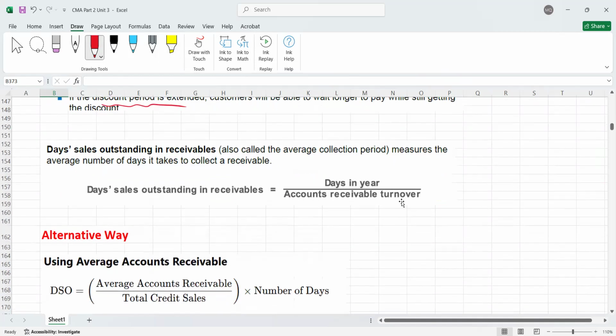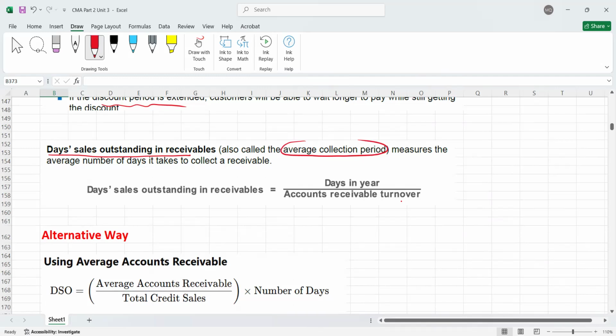Now I'm going to explain the second ratio related to the receivables. Then I'll show you a couple of questions, so you can see how the questions can be tested in your exam. So now, guys, here we got the second ratio, which is days sales outstanding in receivables. As I told you, it is also called average collection period, or in simple words, receivable days.